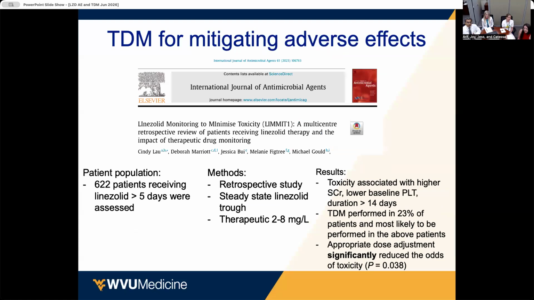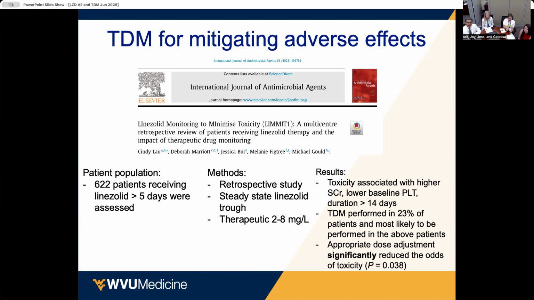Looking at our next slide here. This goes into TDM for mitigating adverse events. This was the Limit 1 trial, which looked at 622 patients receiving linezolid for greater than 5 days. This one actually didn't have everyone get TDM, but just a subset of patients did. They went back and looked at this through a retrospective study and really assessed steady state linezolid concentrations, once again, the same therapeutic range.